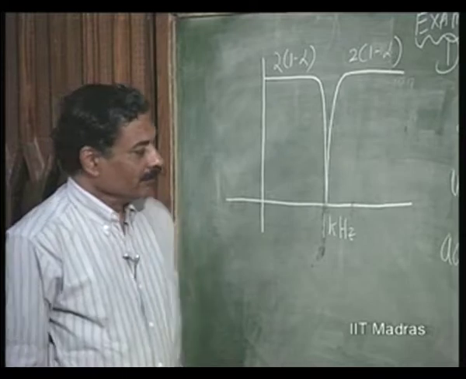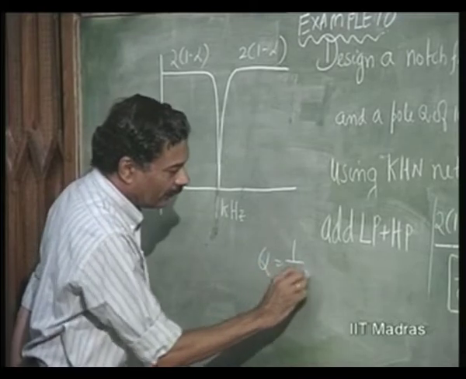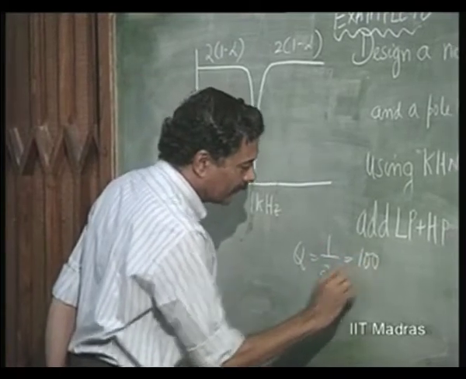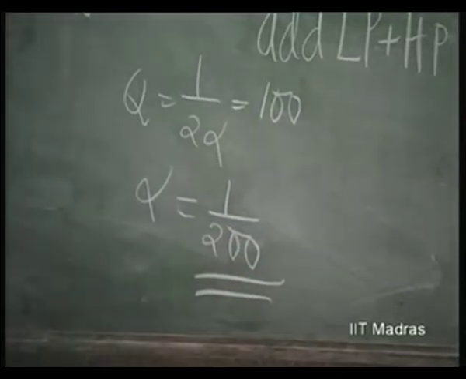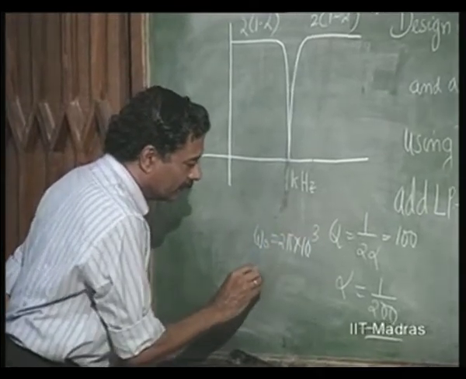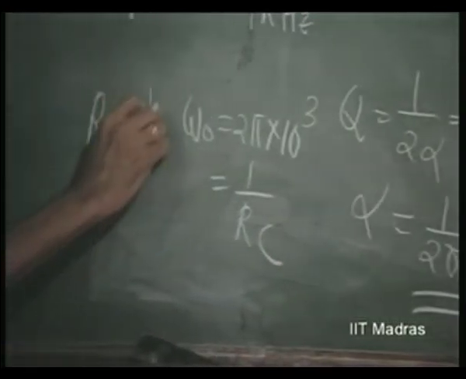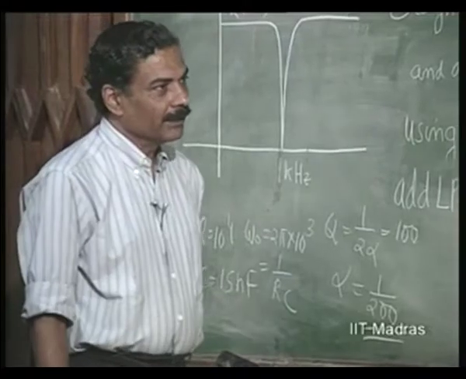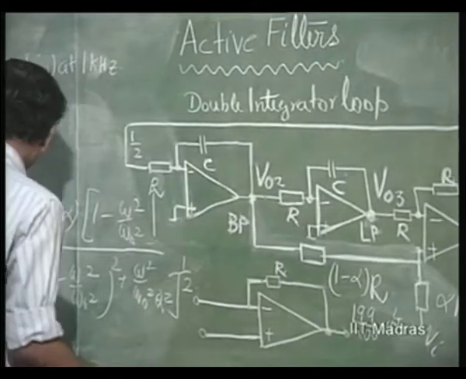Okay. So, we have 2 into 1 minus alpha here. So, q is equal to 1 over 2 alpha, right. This, let us say, we will adjust it to be of the order of 100 like earlier. Alpha is equal to 1 over 200. Okay. Omega naught is equal to 2 pi into 10 to the power 3, which is equal to 1 over RC. Again, R is equal to 10 to the power 4, C is equal to 15 nanofarad. This design is over, except that I have to practically implement it using this circuit. So, let us see how do we implement this.